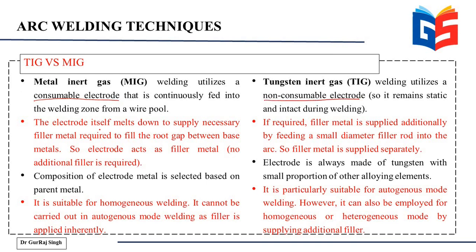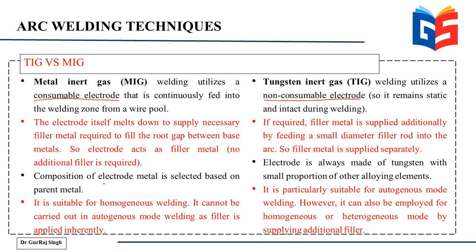Secondly, the electrode melts down to supply the needed filler metal and fill the gap between two pieces of the base metal. On the other hand, in case of TIG welding, the filler metal does not melt, and instead you need to supply a separate filler metal.